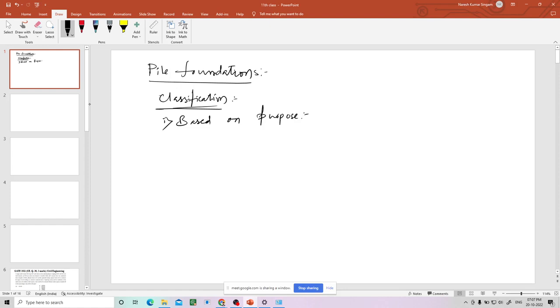So I have said we can use piles for compacting the soil, for resisting tensile loads, and as anchors. So we have discussed that classification based on the purpose. And second is based on the load transfer.